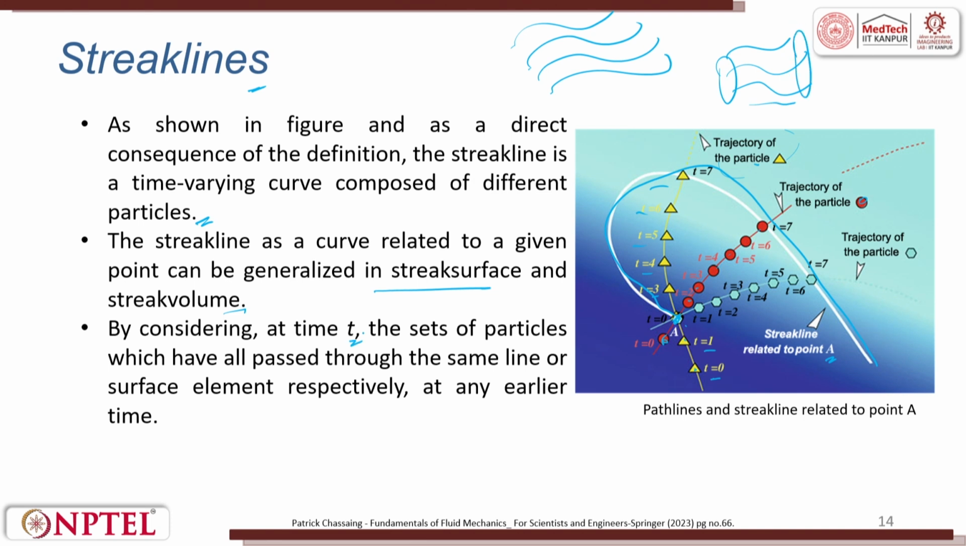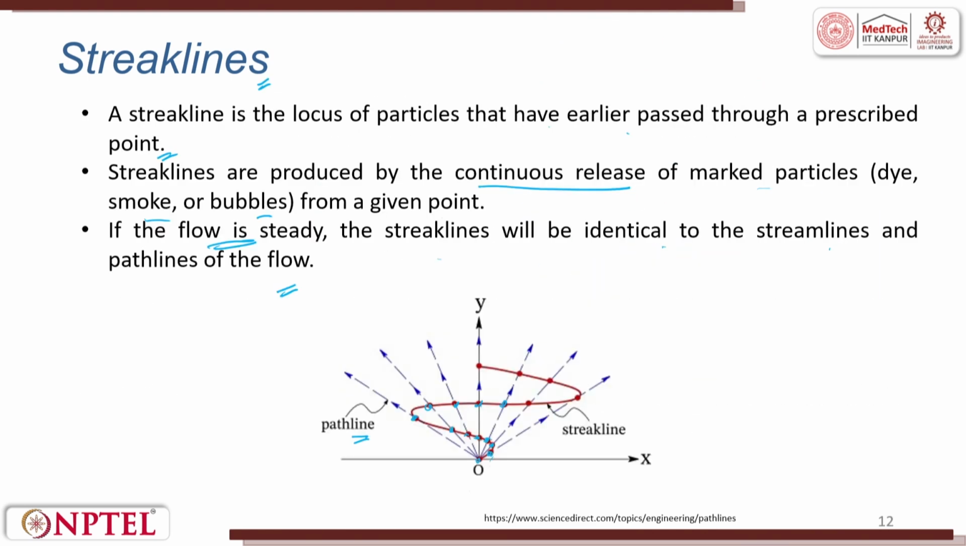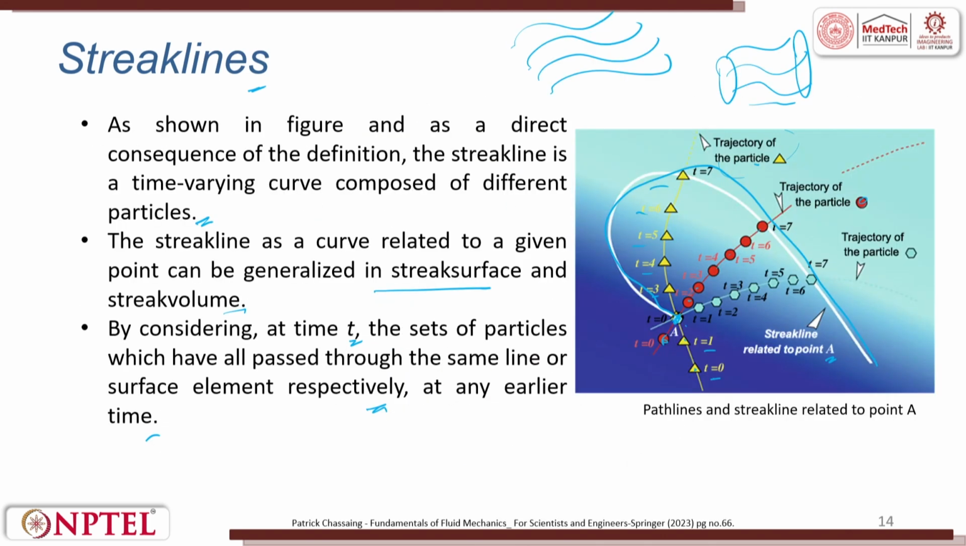By considering at a time t the set of particles which have all passed through the same line or same surface at any earlier time is called a streak line. So, I go back and redefine it. A streak line is a locus of particles that have earlier passed through a prescribed point. So, streak lines are this.